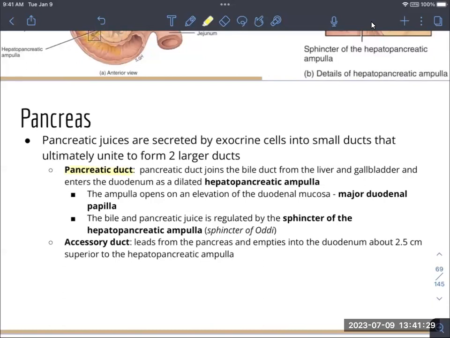We have the pancreatic duct, and it joins up with the bile duct from the liver and the gallbladder, creating the hepatopancreatic ampulla. This hepatopancreatic ampulla is going to open up into that duodenal mucosa. These different juices that come out, we have a sphincter. The sphincter of the hepatopancreatic ampulla, or I learned it as the sphincter of Oddi. Your textbook mentions that one as well. This is where these different juices are regulated on how they send everything out. We also have an accessory duct, and it lies above that hepatopancreatic ampulla.